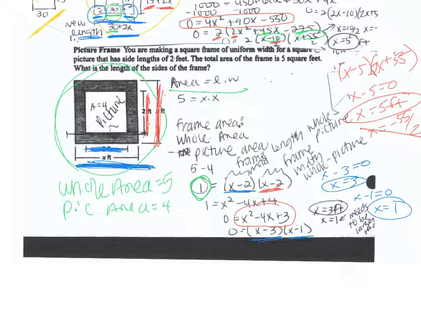Now a lot of you think, oh yeah, my positive answers always work. Now go back to this image. It says, what's the length of the sides of the frame? So x is the side. If we know the picture is already 2 feet, right? If we know the picture is 2 and we're trying to see how long this whole thing is, obviously it can't be 1, can't be smaller than the picture. The frame needs to be larger. So our answer is 3. 3 feet is our answer.